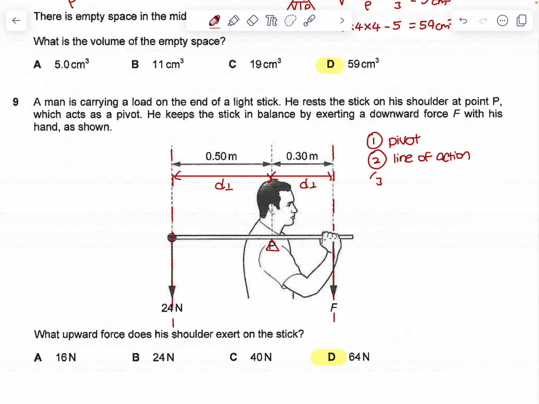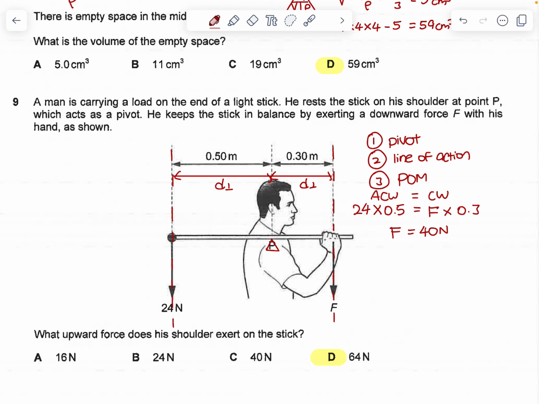Okay, so the third line of action is using principle of moments. So our anti-clockwise moments will be 24 times 0.5 equals our clockwise, which is force F times 0.3. We will find that F is equal to 40 newtons.